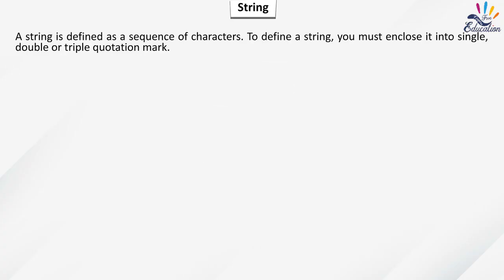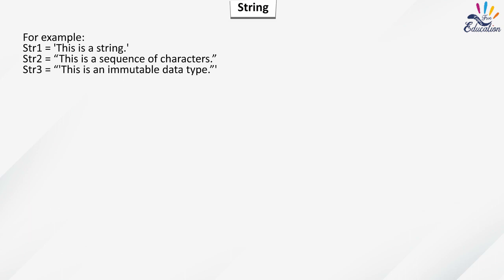String. A string is defined as a sequence of characters. To define a string, you must enclose it in single, double, or triple quotation marks. For example, str1 = 'This is a string', str2 = "This is a sequence of characters", str3 = '''This is an immutable data type'''.